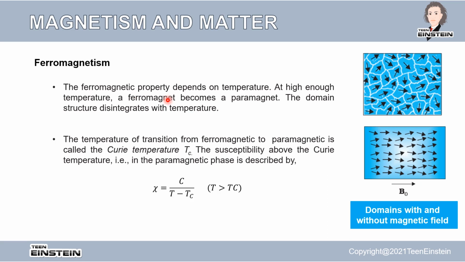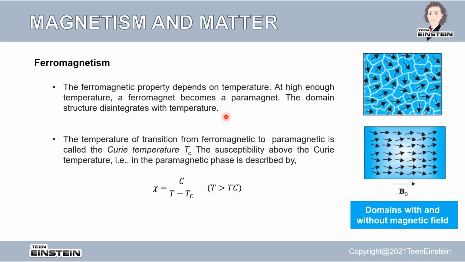So the ferromagnetic property also depends on temperature. At high enough temperature, a ferromagnet becomes a paramagnet because the domain structure disintegrates with the temperature. So when you have a very high temperature, the thermal energy overcomes the applied magnetic field's energy. That means the magnetic moments become random at higher temperature. So it becomes a paramagnet like the one we studied previously.